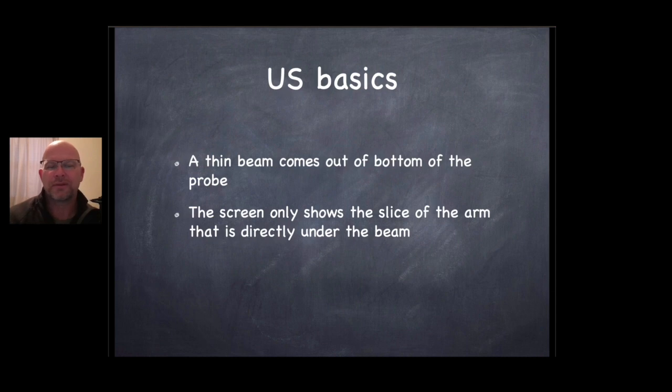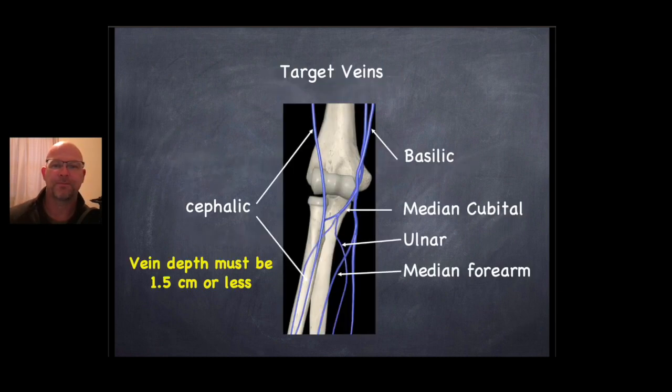So let's talk a little bit about some of the ultrasound basics, and that's the abbreviation US. Just a thin beam comes out of the bottom of that ultrasound, and we're talking about linear probes. I'll show you that in a moment. But you're only seeing what is under that. If you are moving your needle but not moving that beam, you're not seeing the point that you need to be seeing. So it's a small slice that comes out, and only what's in that beam is visible on your screen.